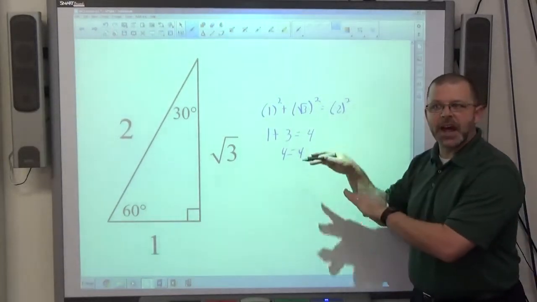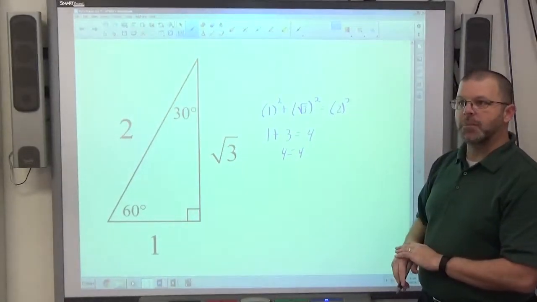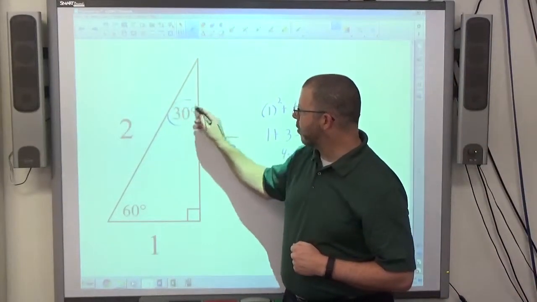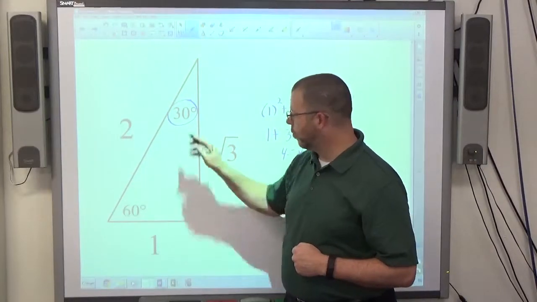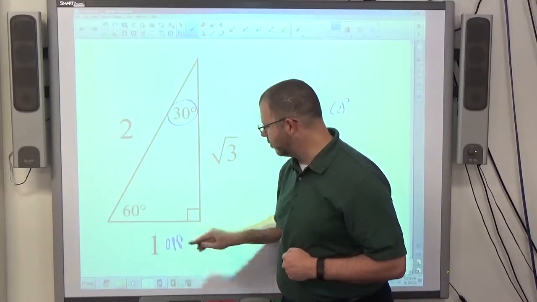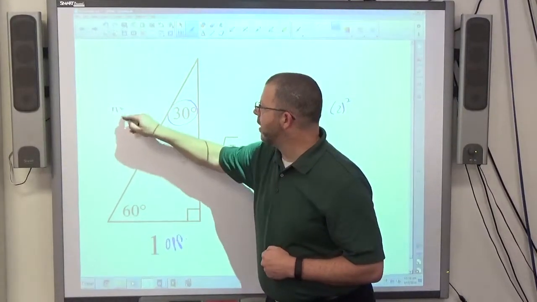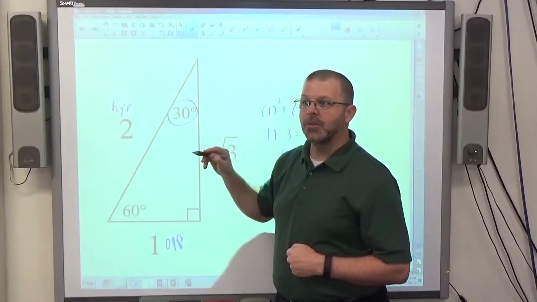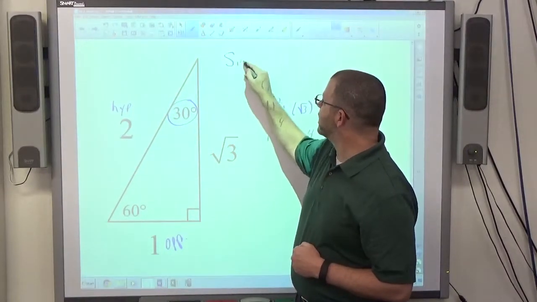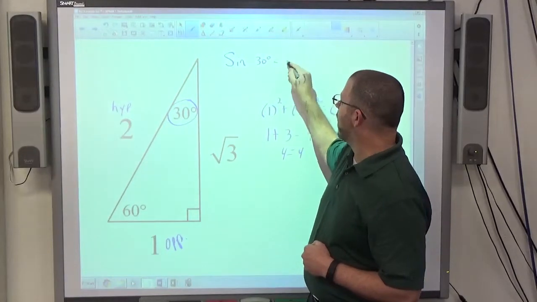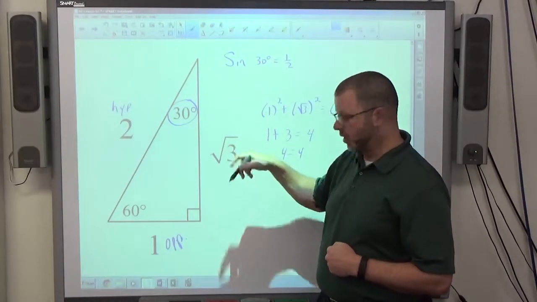And not just because that's true, but if we think about trigonometry, look at the 30-degree angle. What side's opposite? 1. Which one's the hypotenuse? 2. And we know that sine is opposite over hypotenuse, right? So sine of 30 degrees should equal 1/2, according to this picture.